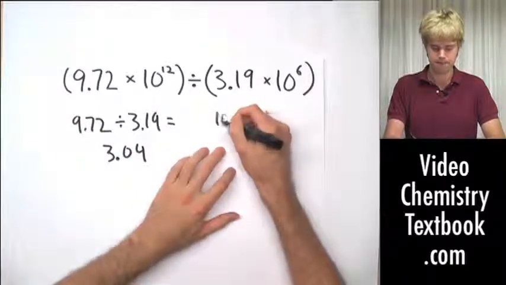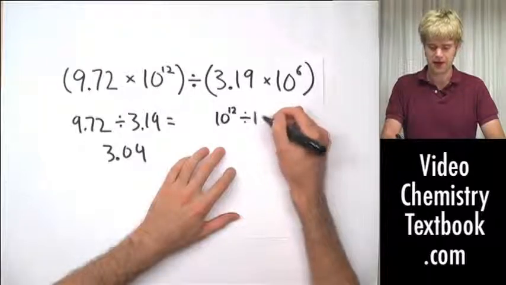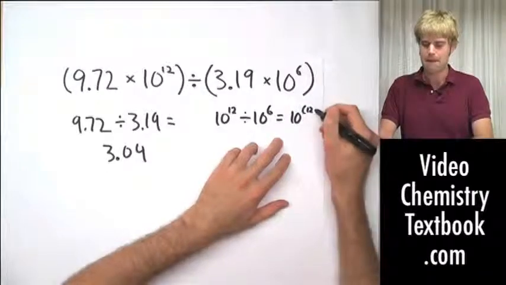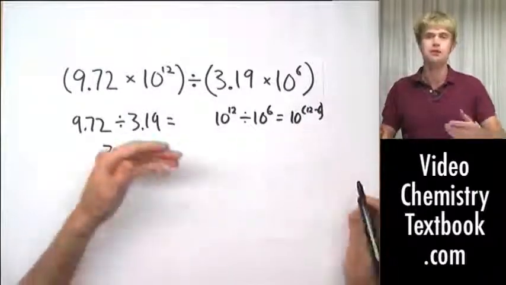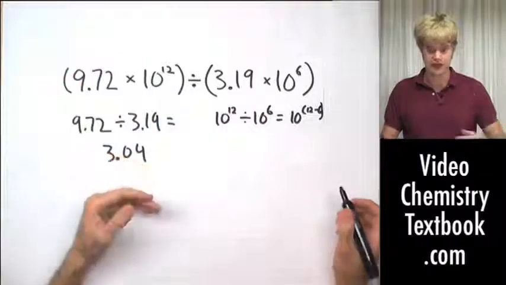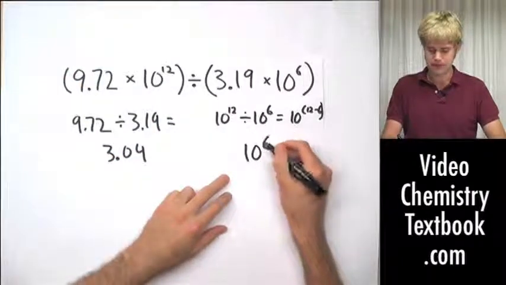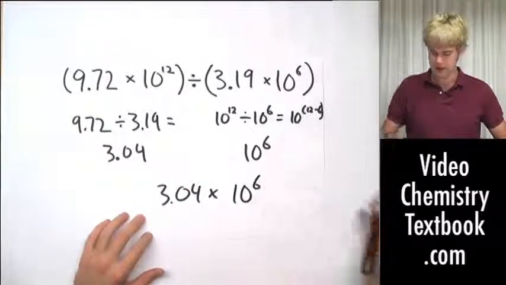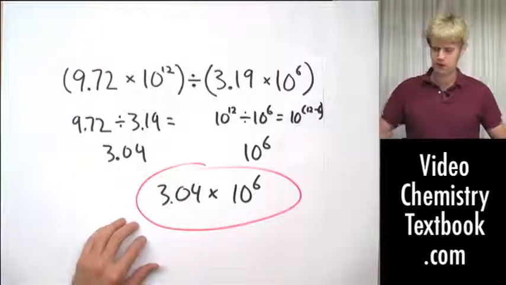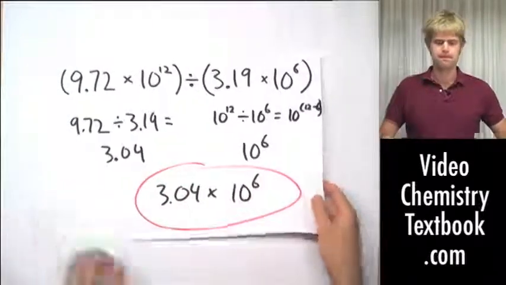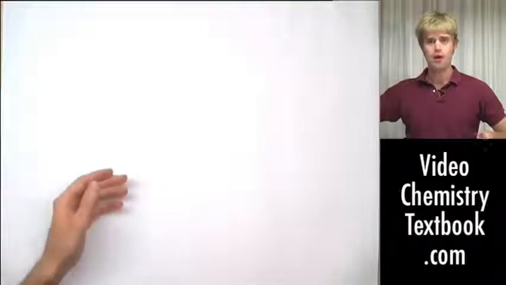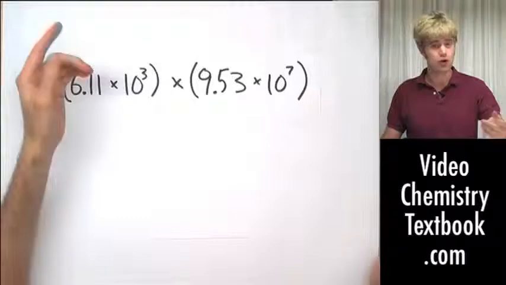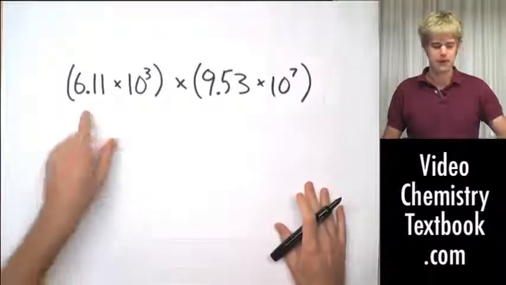The second part, 10 to the 12th divided by 10 to the 6th equals 10 to the 12 minus 6, because it's division, we subtract the exponents. So I'm going to get 10 to the 6th. So our final answer here is 3.04 times 10 to the 6th. This is relatively straightforward. Sometimes it gets a little bit trickier when the number that we get is bigger than 10 or smaller than 1. Let me show you what I mean.